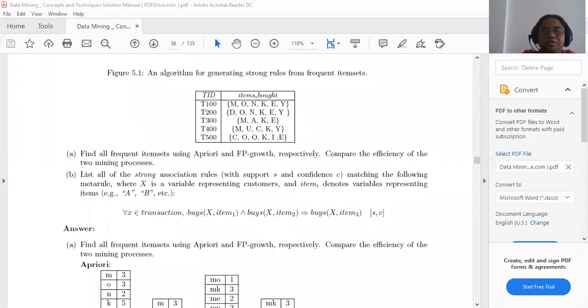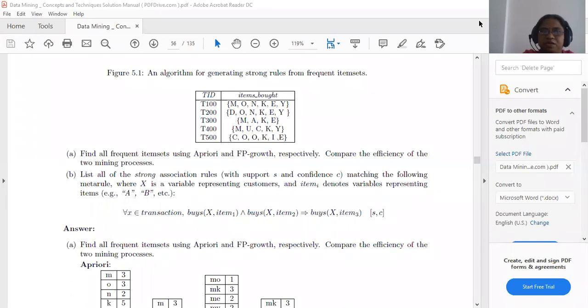Dear students, in the previous sessions, we have seen what is the Apriori algorithm and what is the FP growth algorithm, what techniques are used in both algorithms, what challenges we faced in the two algorithms, and what are the advantages and disadvantages and comparisons we have seen in the previous classes. Now, in this session, we'll see one example of how to work with the Apriori algorithm as well as the FP growth algorithm.